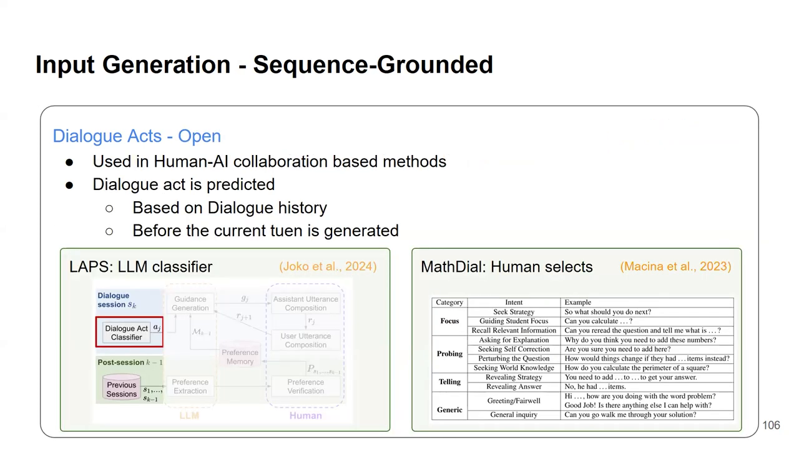Also, the dialogue acts could be open. Maybe the system just defines some dialogue acts and uses a dialogue act classifier to select the dialogue act per generated turn. Before generating a turn of the conversation, first the dialogue act classifier selects the dialogue act of the current turn, and then based on this selected dialogue act, the turn is generated.